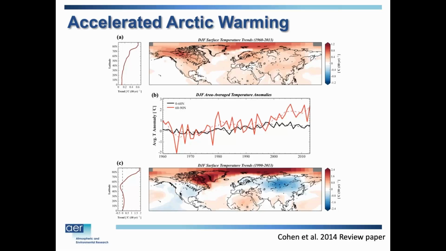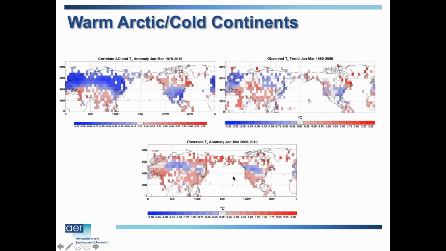Is this just a random relationship that we have this warming, amplified or accelerated warming in the Arctic and these colder temperatures in the mid-latitudes? Or is there a physical connection? I've tried to argue there is a physical connection. That physical connection will come through the polar vortex. And since I was speaking to you, they want to show one thing here.